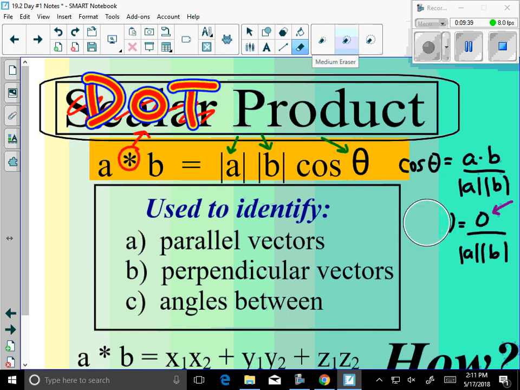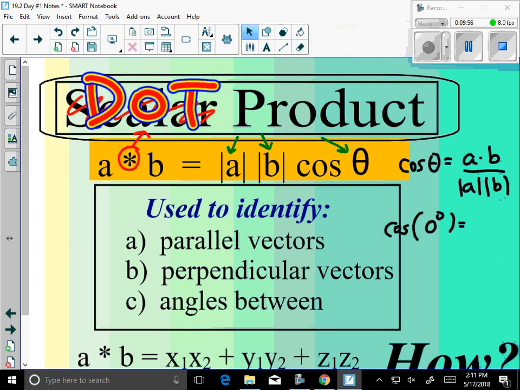What if the angle between the two vectors is 0? What would that tell us about their direction? They'd be going in the same direction. What is the cosine of 0? 1. So that means A dot B and the magnitude of A times the magnitude of B should be equal to each other.